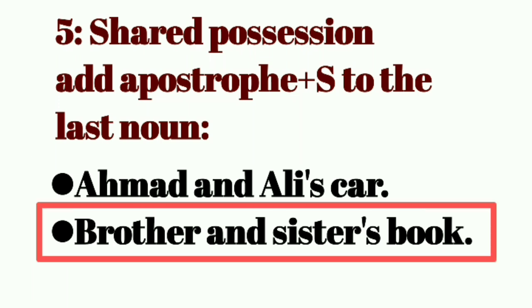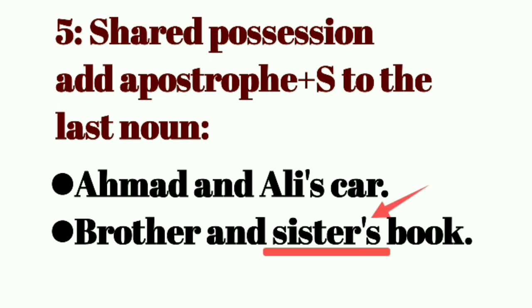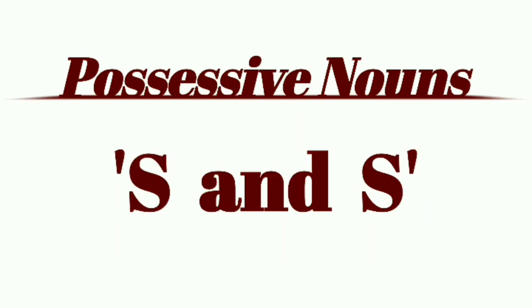Now look at this example: brother and sister's book. So in this case, we have added an apostrophe and the letter S to the last noun because brother and sister both share the book. After watching this video, I hope you have understood the concept and uses of possessive nouns.